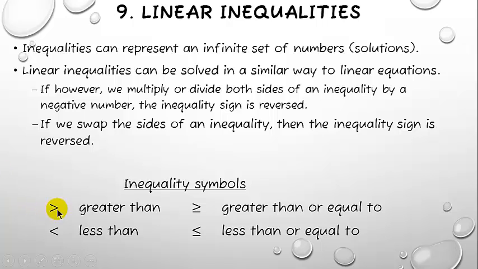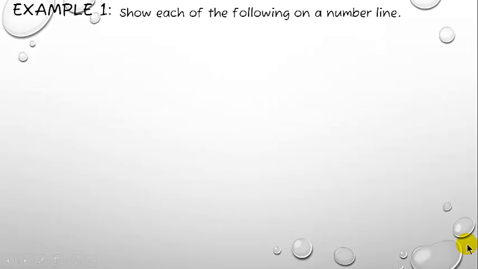So we have the greater than sign, the less than sign, the greater than or equal to, and the less than or equal to. Now remember, if I have x is greater than 10, it means all the numbers greater than 10. It does not include 10. But if I have x is greater than or equal to 10, it means it does include the 10 and all the numbers greater than 10. Let's have a look at some examples.